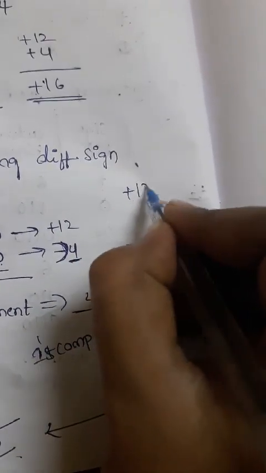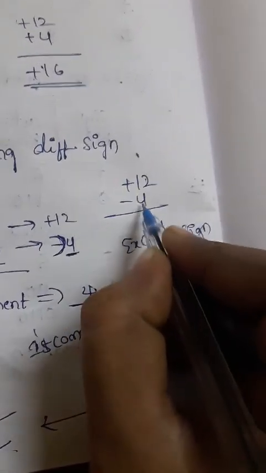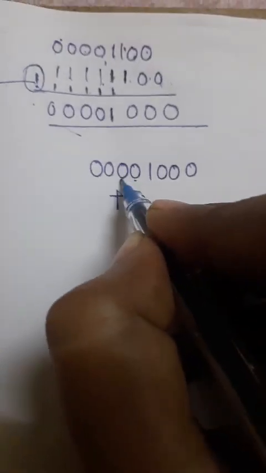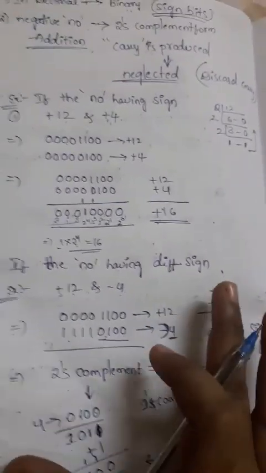Now check it. Plus 12 minus 4: what is the result in decimal? We get plus 8, since 12 minus 4 is plus 8. Check whether it is plus 8 or not. The leading 0 is always represented as plus. Here we are representing 2 power 0, 2 power 1, 2 power 2 and 2 power 3. 2 power 3 is 8, so 1 into 8 is 8, and 0 into anything is 0. So we get plus 8. This is the procedure to add any two numbers having different signs.